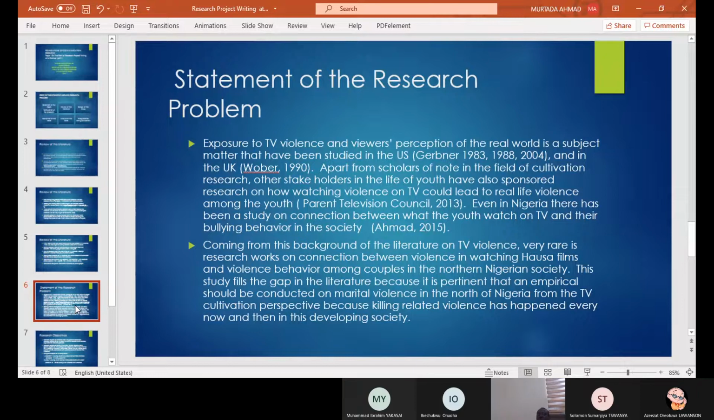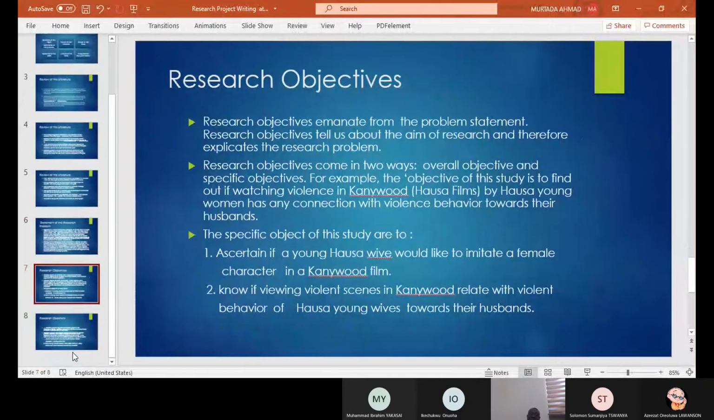What we want you to do in the background is to come out theoretically and conceptually, talking about what people have said, and you narrow it down to your own study, and that is where you tap into the problem statement. Like I told you, the problem statement gave rise to the research objective, and it gave rise to the research question.